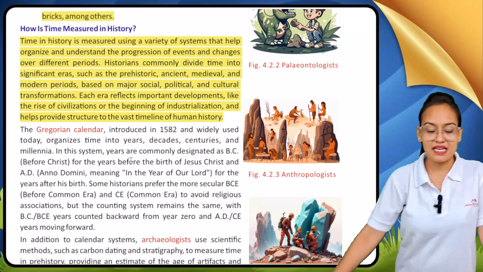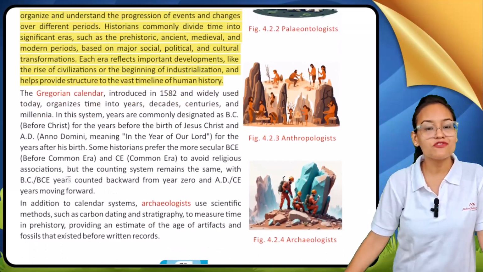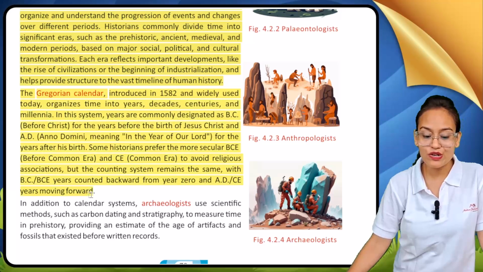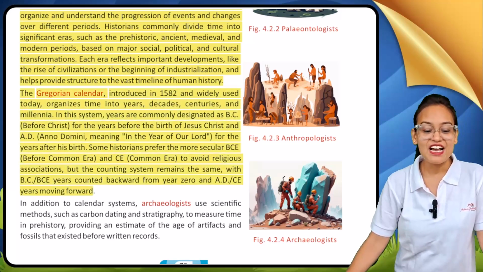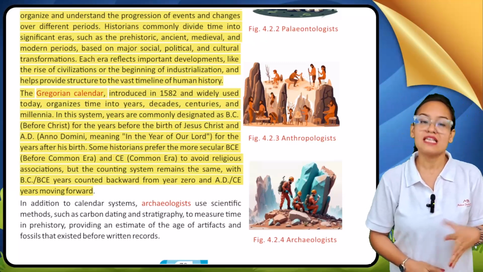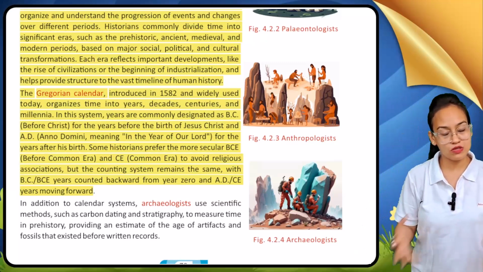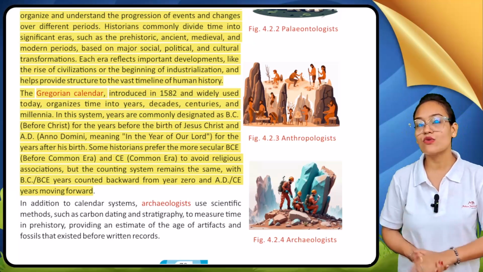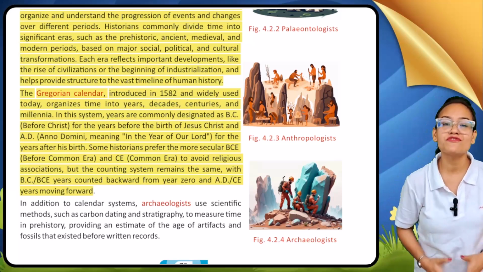See, the first calendar, which we consider to be the Gregorian calendar. What is the meaning of Gregorian calendar? The Gregorian calendar was introduced in 1582. The calendar which we use today is named the Gregorian calendar. This Gregorian calendar was introduced in 1582.